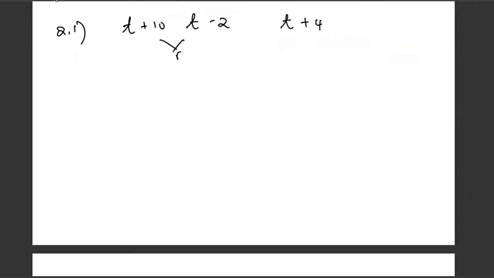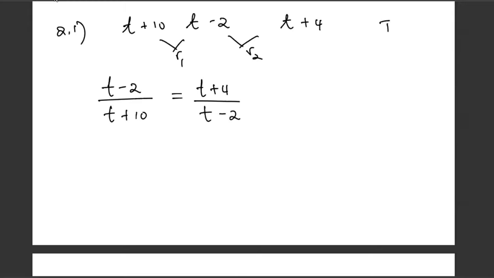So for me to get the first ratio, I need to divide. So I'll say t minus 2 over t plus 10 should give me the same ratio as t plus 4 over t minus 2, because t3 over t2 should be the same as t2 over t1. Then let's do the cross multiplication.